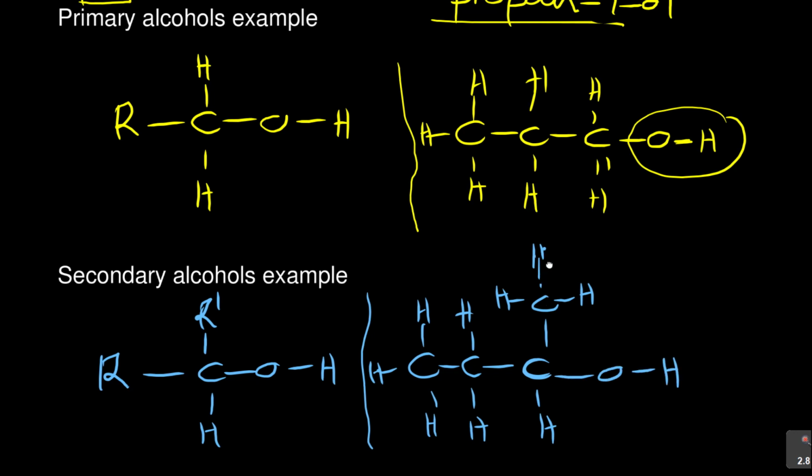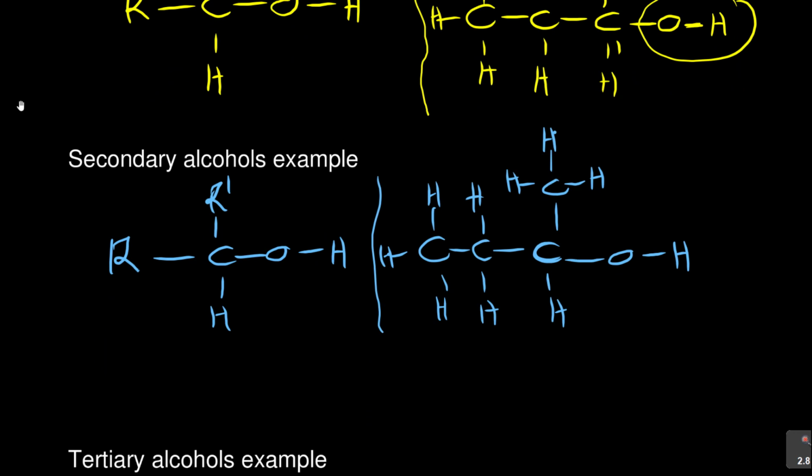If I give you the condensed structure of this one, it will be like this: CH3, CH2, and then C, CH3, and then it's CHOH. Are you seeing that? Did I do this right? Let me check. No, I didn't do this right. Look at this. I said it's got that, it's got that. Yes, that's correct.